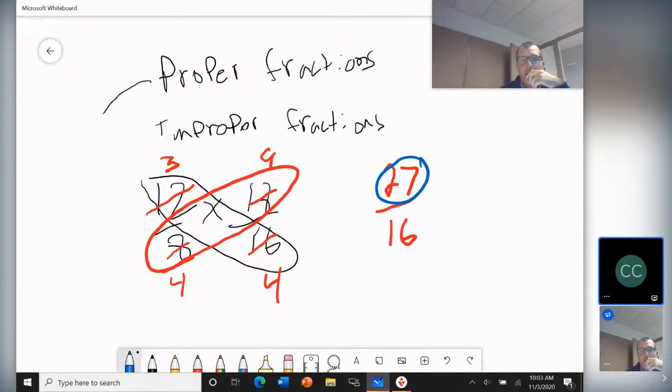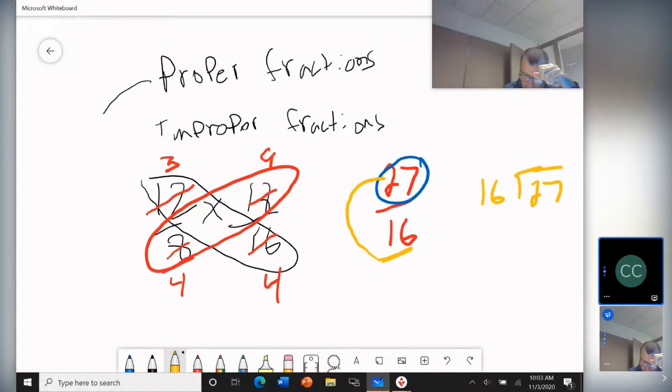Okay. So how we do that, it's just a basic division problem, and we would divide the denominator, in this case, which is 16, into the top number, which is 27. So if we do 16 into 27, we know that's going to go 1 time, and then what's going to be left over is 11.